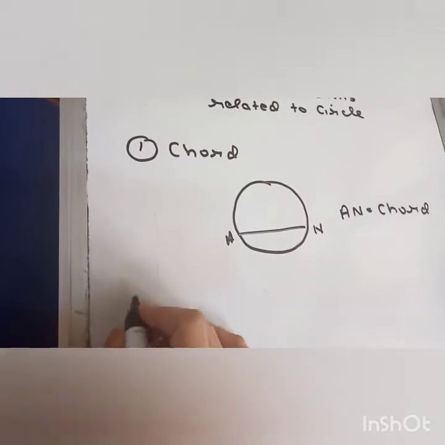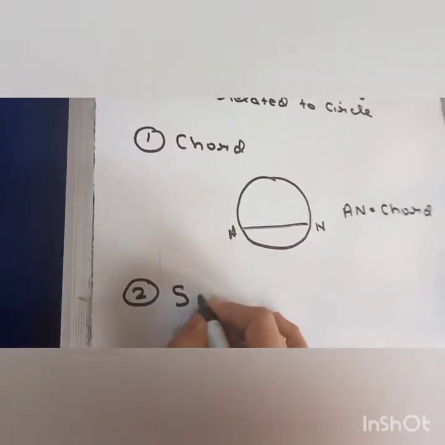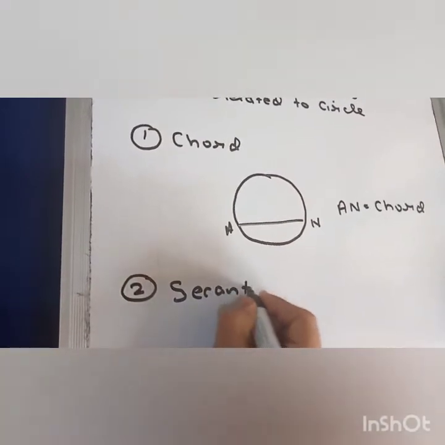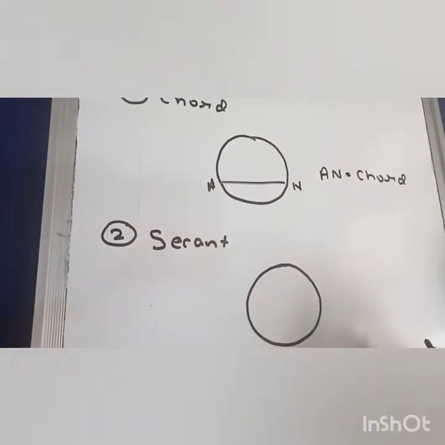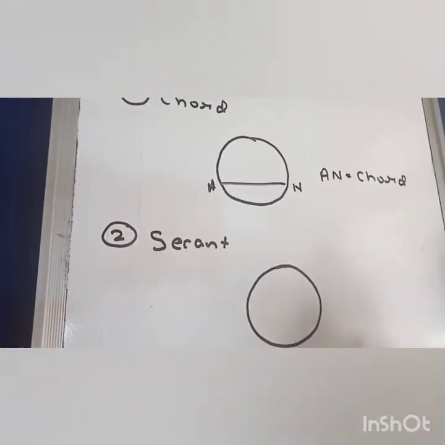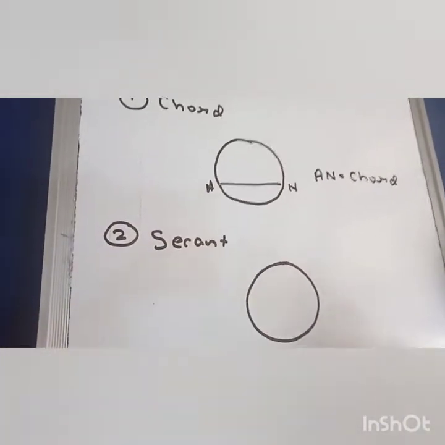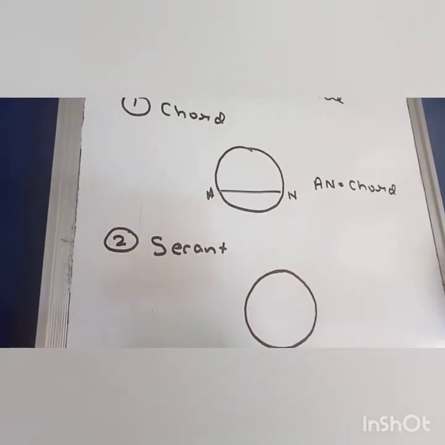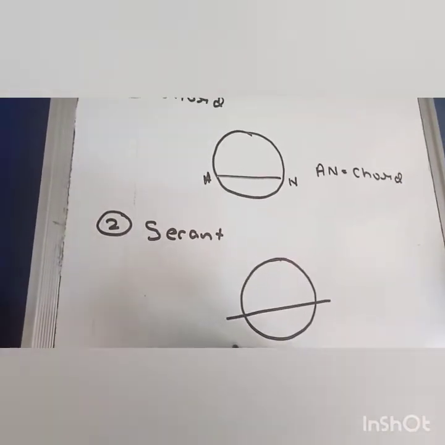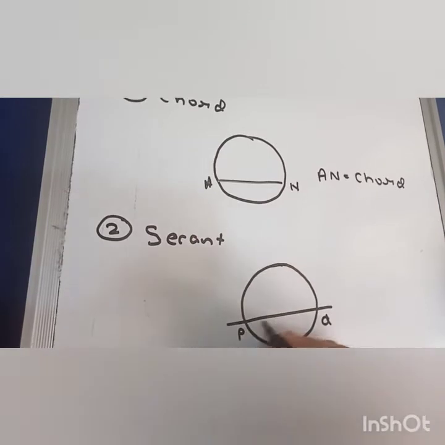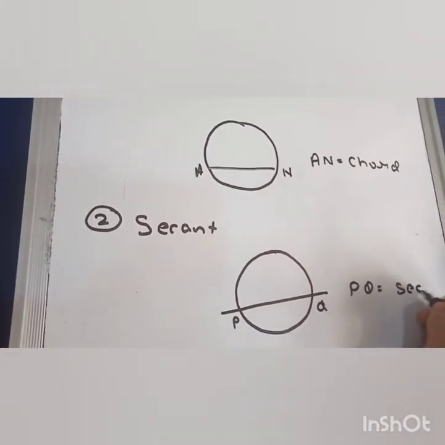So let's take another term which is secant. So this is a circle. So let's check what is a secant. Secant is a line which meets a circle in 2 points. So secant is this line PQ. Line PQ is equal to secant.